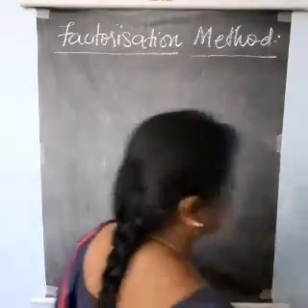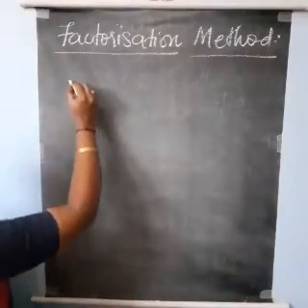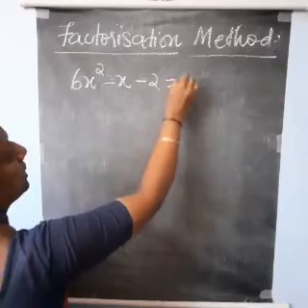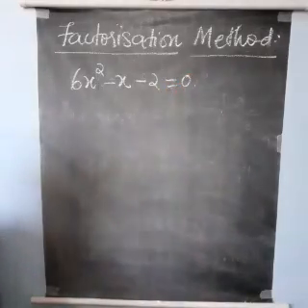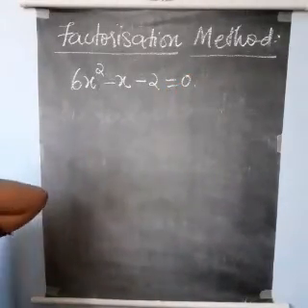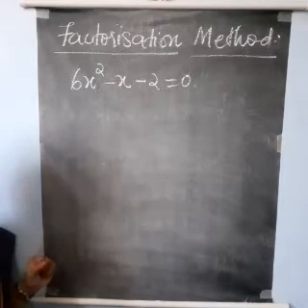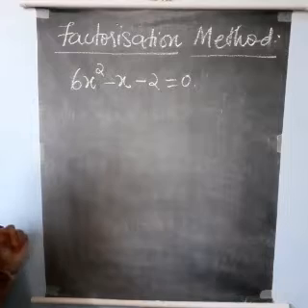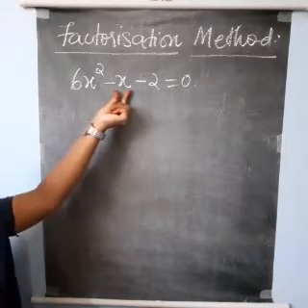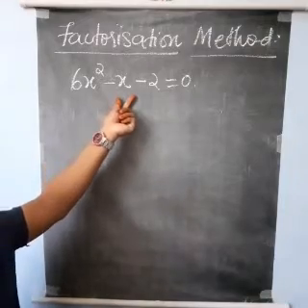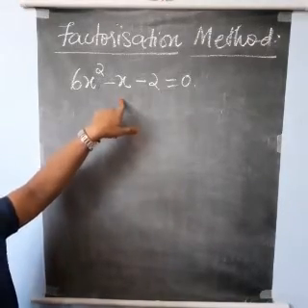So let us take for example the sum 6x squared minus x minus 2 equal to 0. Now this sum is a little important. It comes often. Anyway, what is the method of finding, how do you split the middle term? We used to call this factorization method as splitting the middle term, right? So how do we split the middle term?